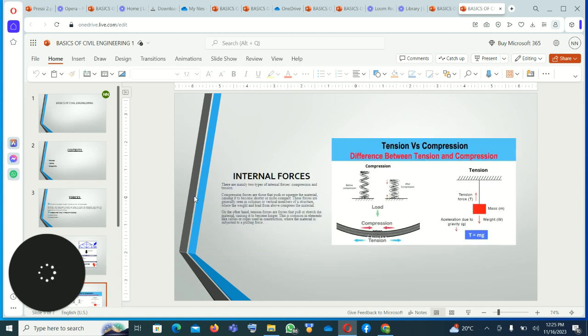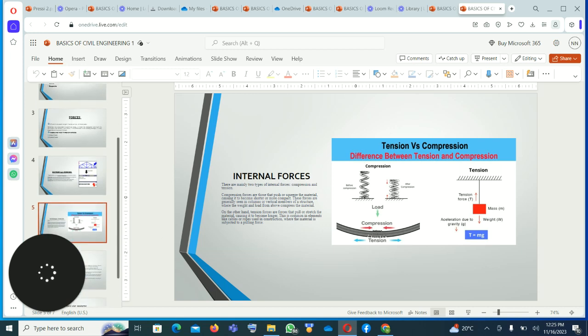And now let's look at the internal forces. On the internal forces, there are mainly two types, and that is the compression and the tension. Let's start with the compression forces. These are those that push or squeeze the material, causing it to become shorter or more compact. The other one is the tension forces. These are forces that pull or stretch the material, causing it to become longer.